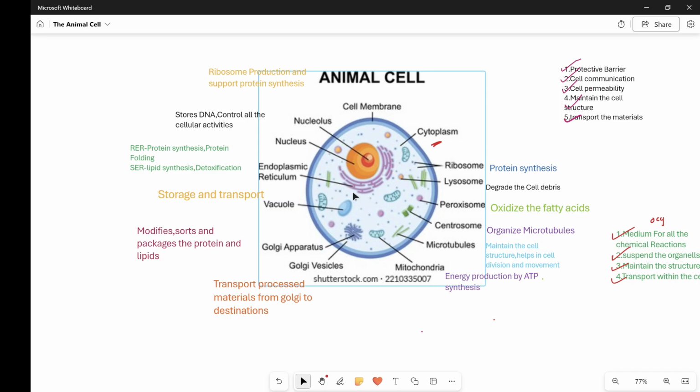The next element is vacuoles. They are also membrane-bound sacs found in the cytoplasm. The role of the vacuoles is storage and transport of materials.